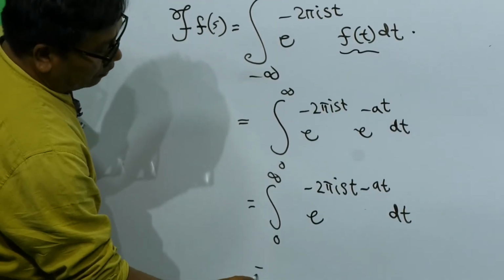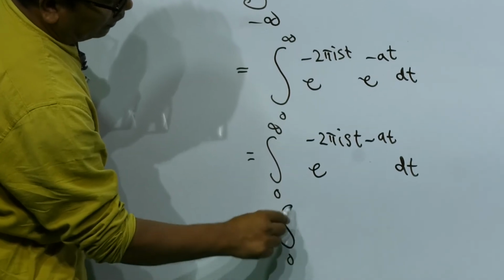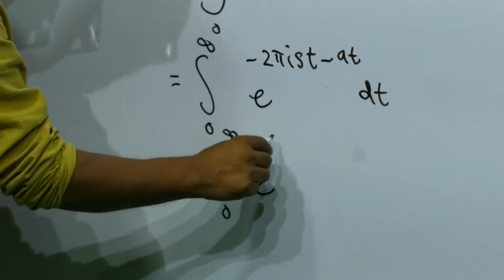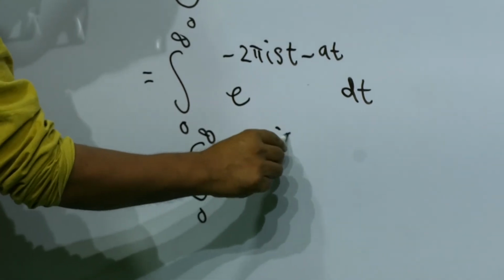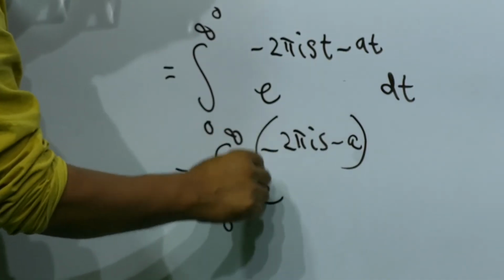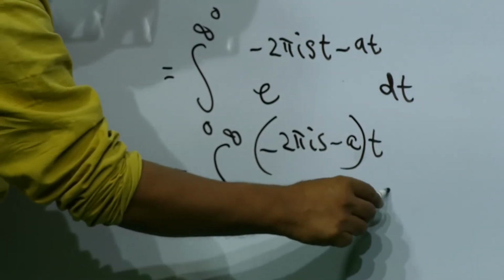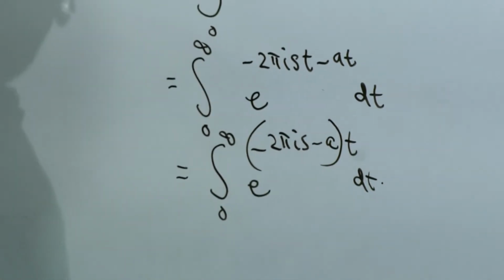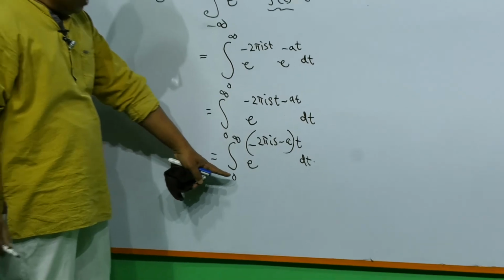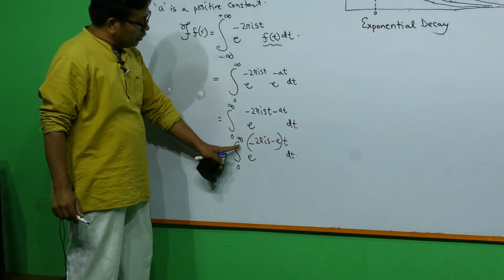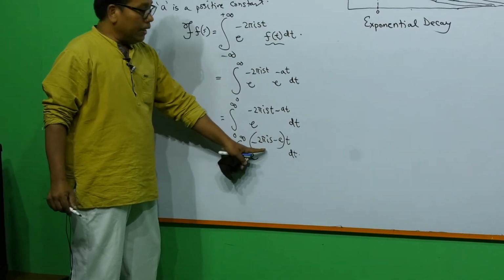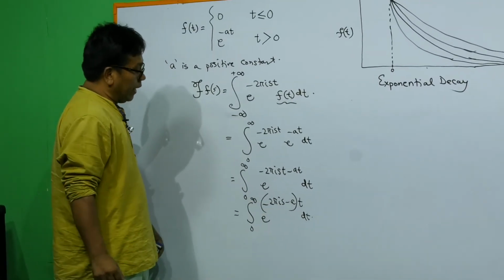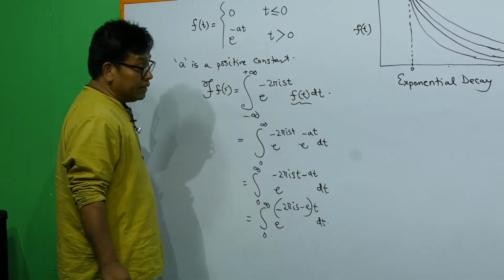So further, this will be equal to the integral from 0 to infinity of e power minus, I can take t as common, so 2 pi I s, something like this, dt. Now this is of the form integration from 0 to infinity of e power a t again. So this whole sum represents a standard integral.